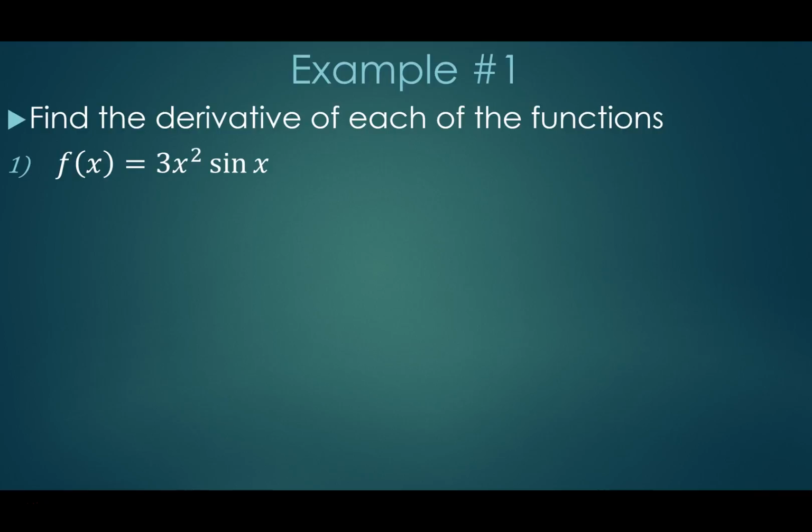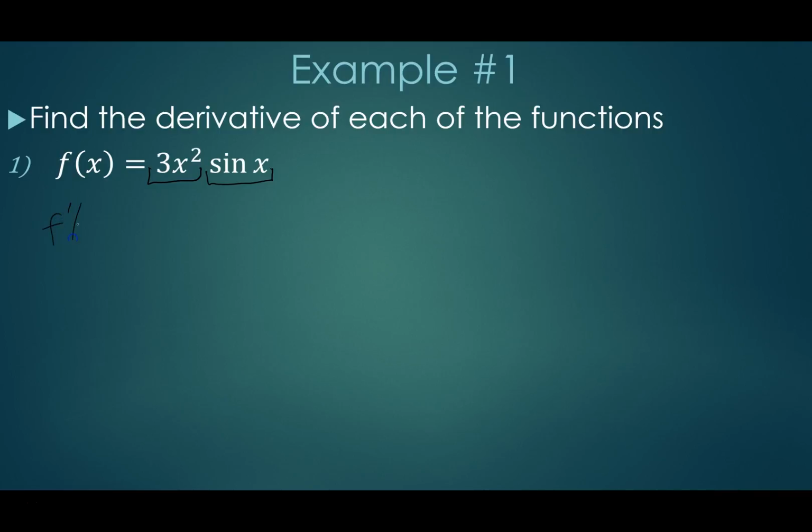This is an example of two separate functions. We have f of x equals 3x squared times sine of x. This right here is really the first function. This is the second function. So we have a power rule right here and then a trig function. They don't combine together, so they cannot be considered one continuous function.